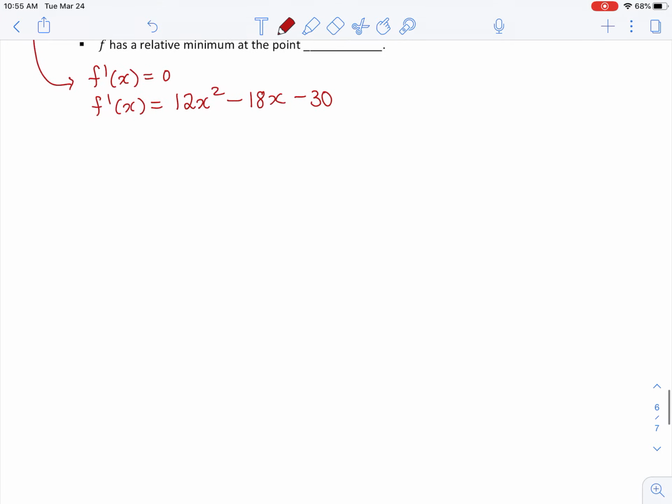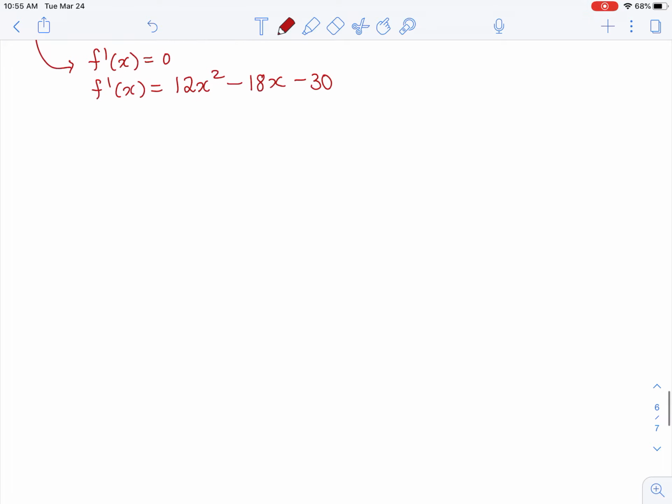All right. Now, I don't have to look at the original function until I need to find the y values later. So I'm just going to go from here. Set this equal to 0, and let's see what we can factor out. We have 12, 18, and 30. Looks like we can factor out 6. If you factor out 6, you're going to get 2x squared minus 3x minus 5.